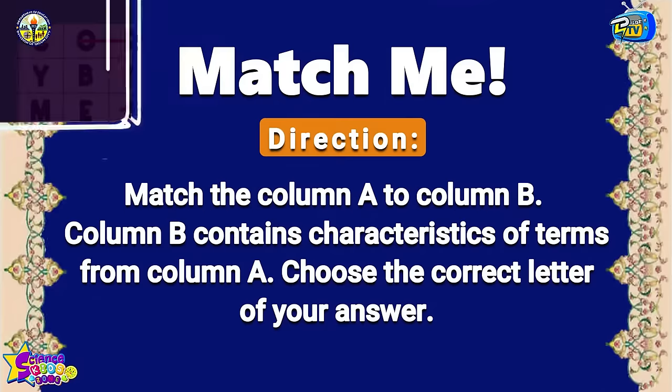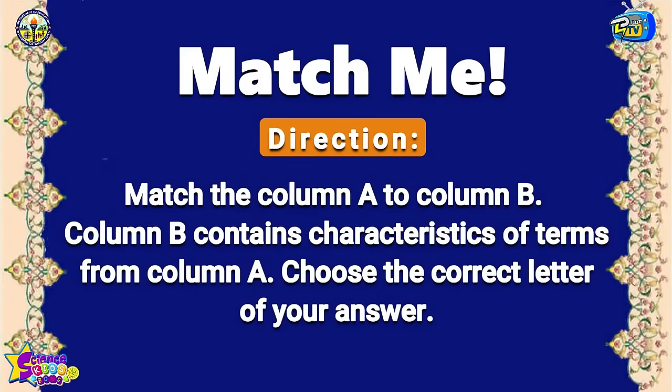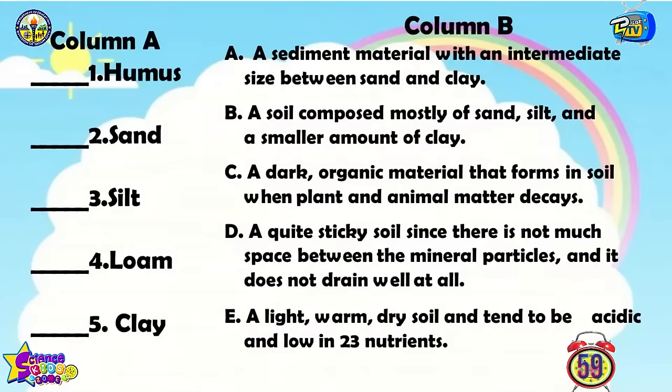Direction. Match the column A to column B. Column B contains characteristics of terms from column A. Choose the correct letter of your answer. You will be given 1 minute to do this. Timer starts now.